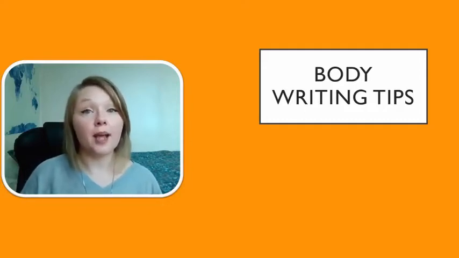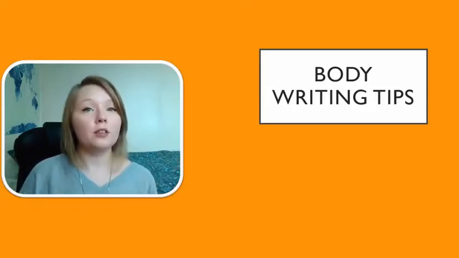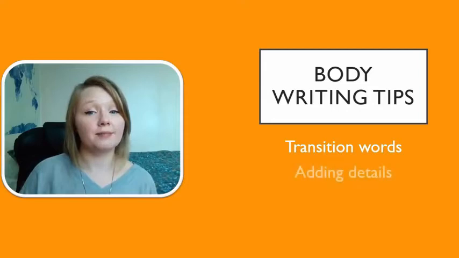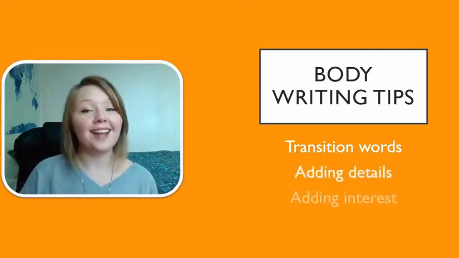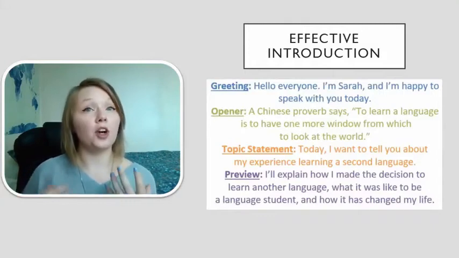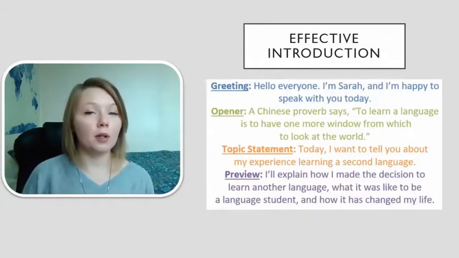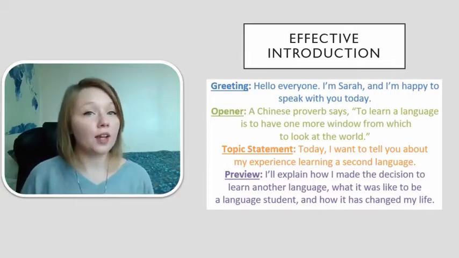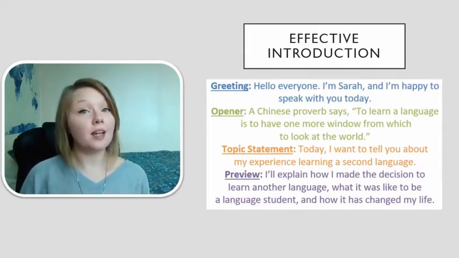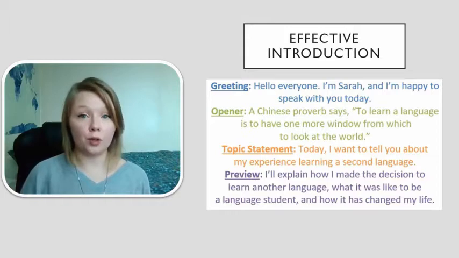Let's talk about some helpful tips for writing your body paragraphs. We're going to learn some quick tips about using transition words, adding details, and adding interest. First, let's refresh our memories and look at an example of an effective introduction. As we can see, an effective introduction has 4 parts: a greeting, an opener, a topic statement, and a preview.